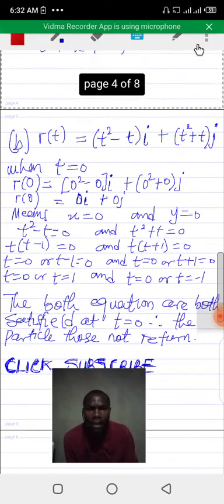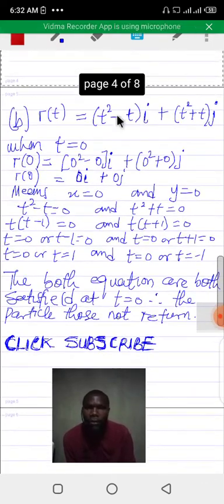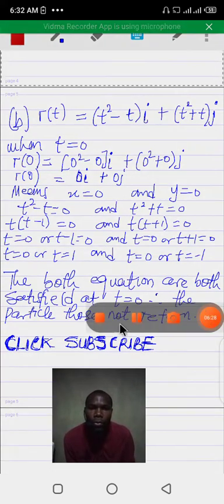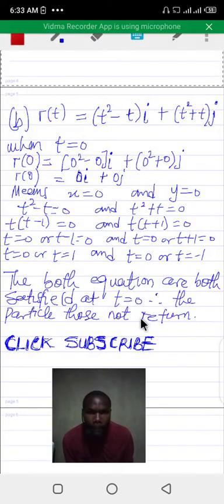Now the B part, which is the last of the two. r(t) equals... now when t = 0, you put the value of 0 into t: (0² − 0) i plus (0² + 0) j. So r at time 0 equals 0i plus 0j, meaning that x is equal to 0 and y is equal to 0.